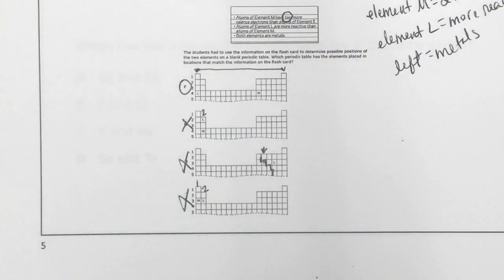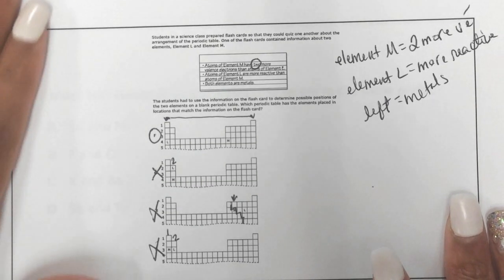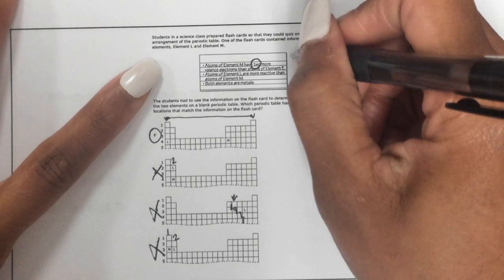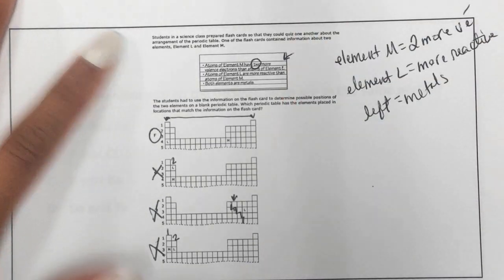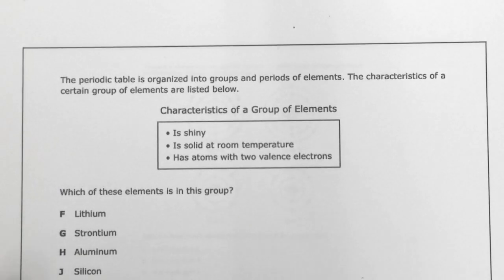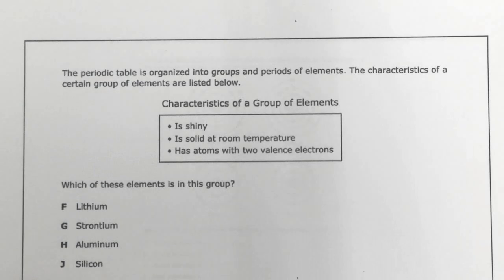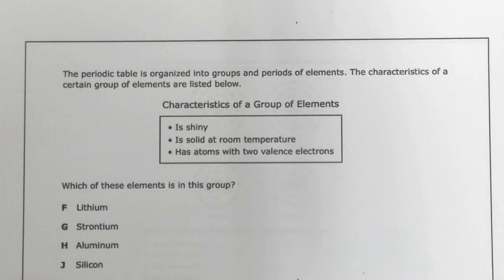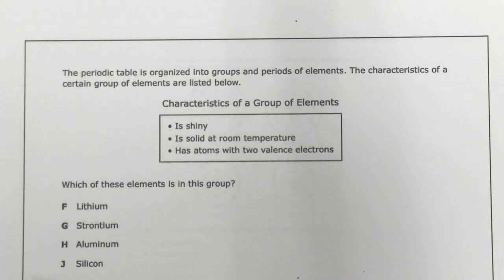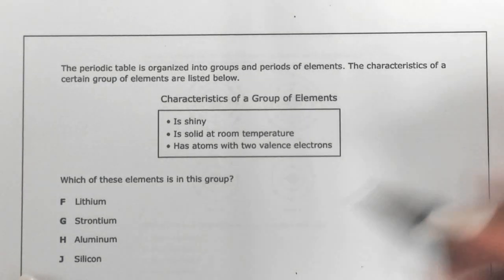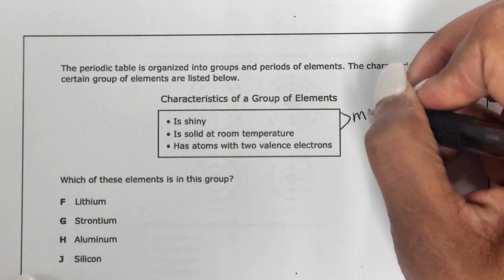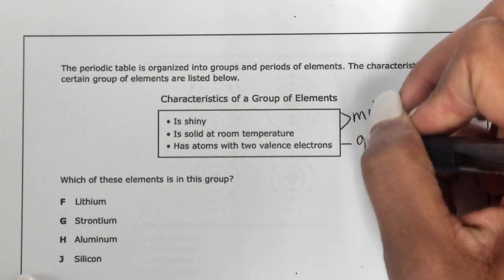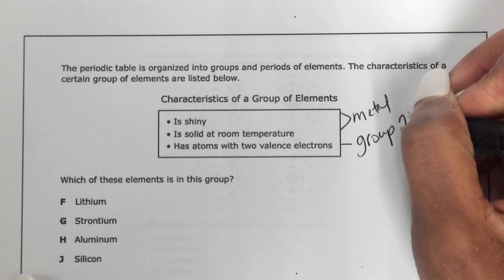You have to know where the elements are located, if it's a metal, a nonmetal, or a metalloid, and what valence electrons tell us, because that's our hint right here, so that you can know what group they're in. Next, the periodic table is organized into groups and periods of elements. The characteristics of a certain group of elements are listed below. It is shiny, it is solid at room temperature, and it has 2 valence electrons. Well, what do those hints tell me? These 2 tell me that it's a metal, and this one tells me that it is in group 2.